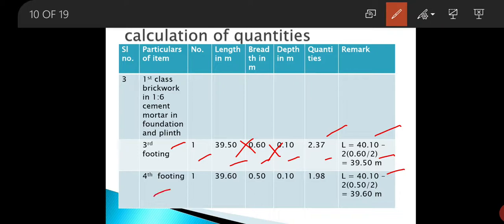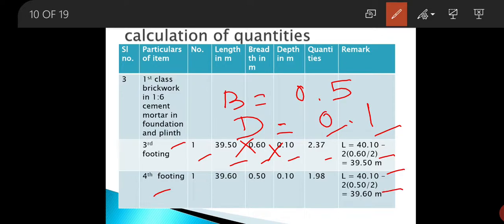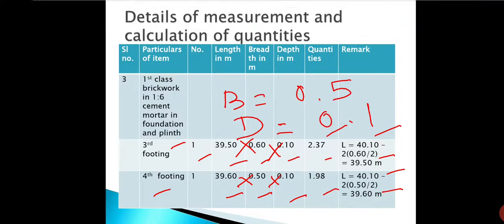Then for the fourth footing, in the remark column, the width of the fourth footing is 0.5 and depth of the fourth footing is 0.1. So the length will be 40.1 minus 2 into 0.5 by 2. So this will be equal to 39.6. Width is 0.5, depth is 0.1. By multiplying these, we will get 1.98 as the quantity of fourth footing.